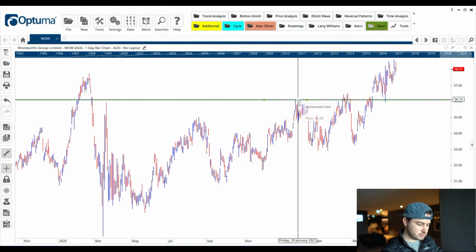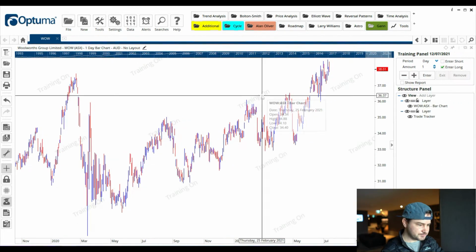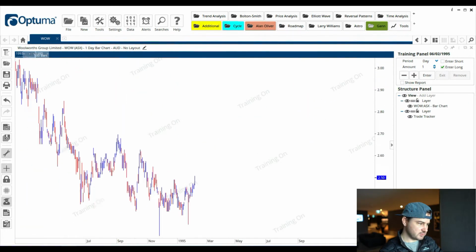Though what I want you to do is not get too far ahead of yourself. I want you, if possible, to turn on any form of training mode that you have, whether it's TradingView or Optima or any other package you use. Turn on the training mode and move all the way back to the start of the chart.